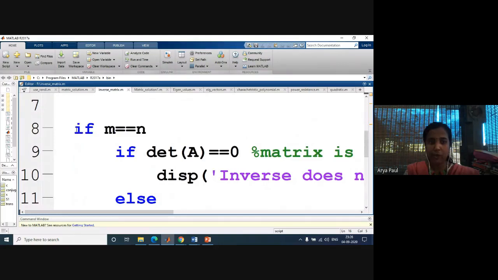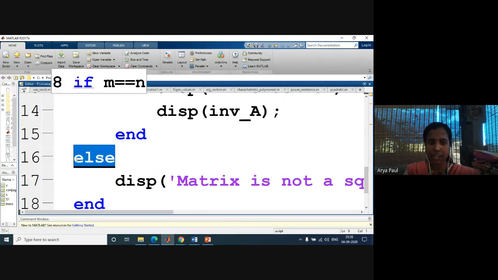So if m equal to n means it is a square matrix. M is the number of rows, n is the number of columns. Number of rows equal to number of columns means it is a square matrix. So what is the else part? If m not equal to n.